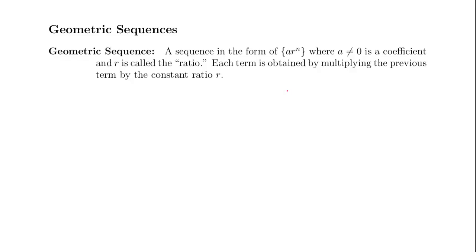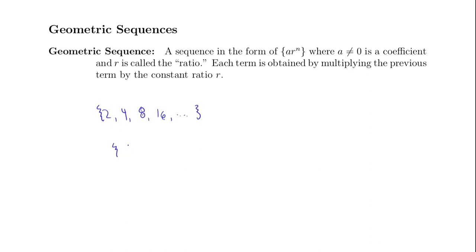I want to talk about a geometric sequence. A geometric sequence is just a sequence in a very specific form. This geometric form that we'll call here, it's A R to the N, where A is a coefficient. Obviously, we don't want it to be 0 or else it's super boring. And R is a ratio. It's just a fixed ratio between terms. So we might have something like 2, 4, 8, 16, dot, dot, dot, where each term here is being doubled.